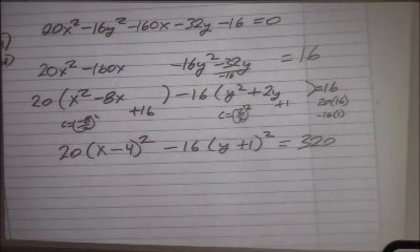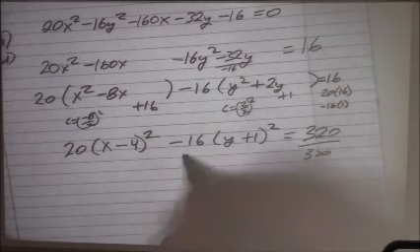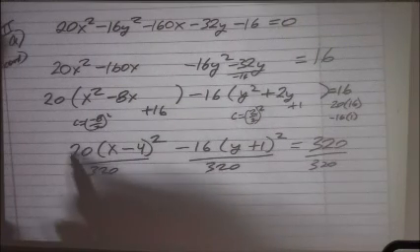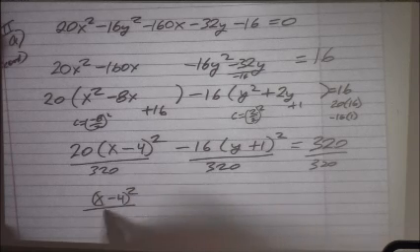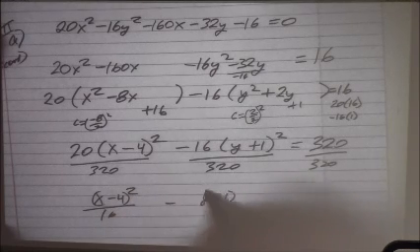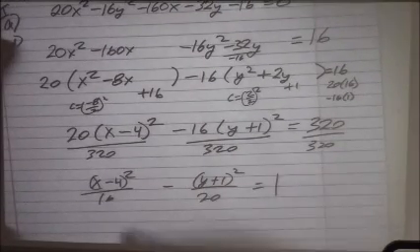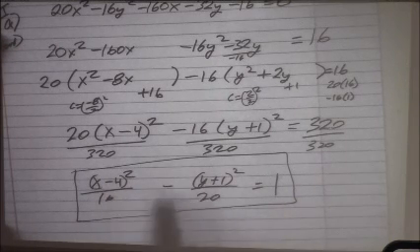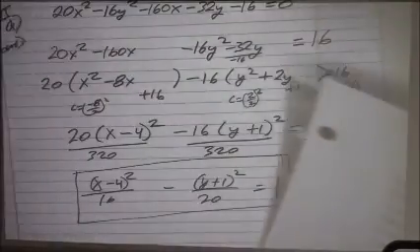Okay. So now, let's see. We're going to divide by 320. 20 goes into 320 16 times. It's minus 4 squared over 16. Minus y plus 1 squared over 20, because 16 goes into 320 20 times, and a 1 over here. There we are. We have our h and our k, and we have our a squared and our b squared. So now we can graph that one as well.